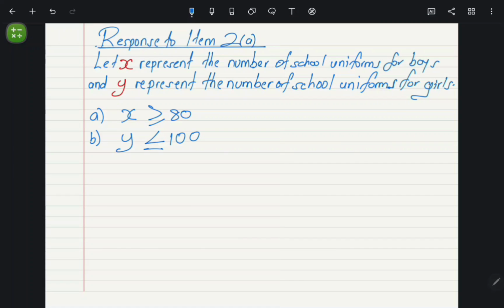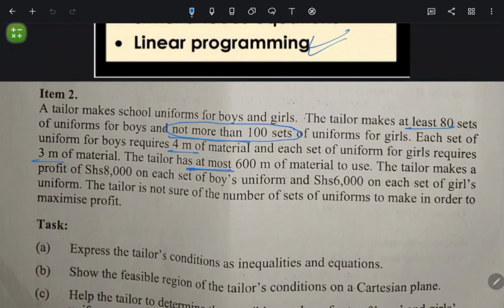And the scenario was telling us that the boys' uniforms require 4 meters of material, and each set of girls' uniform requires 3 meters of material, but the tailor has at most 600 meters of material. What does this tell us? It means that the available amount of material is 600 meters.